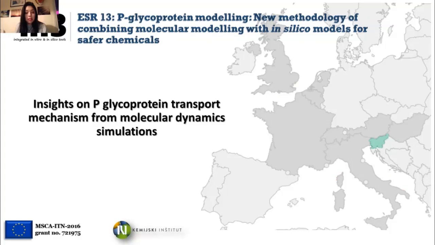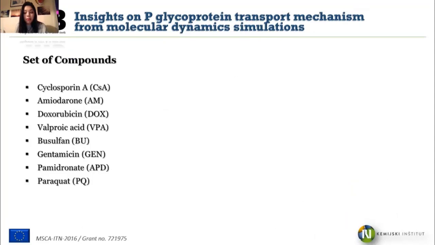To conclude, the last part of my work consists in molecular dynamics simulations of the PGP with some ligands. This part of the work is not yet concluded, but I wanted to show a bit of what we are working on. We are performing molecular dynamics simulations on a set of 8 compounds. These are compounds that are well known to interact with the PGP, and others that don't interact with PGP, like pamidronate or busulfan.